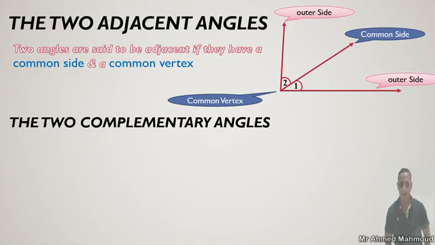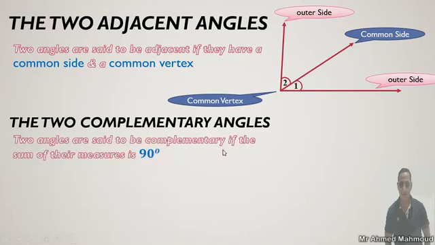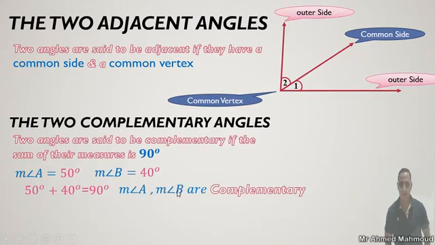Two angles are said to be complementary if the sum of their measures equals 90 degrees. Again, two angles, if the sum of their measures equals 90 degrees, then the two angles are called complementary. Remember this word, complementary. For example, if we have angle A equals 50 degrees and angle B equals 40 degrees, here we have 50 plus 40 equals what? 50 plus 40 equals 90. Then angle A and angle B are two complementary angles. Again, angle A and B, because the sum of their measures equals 90 degrees.